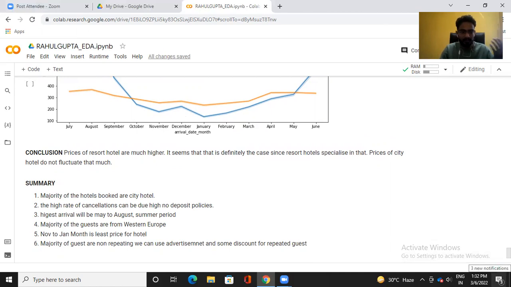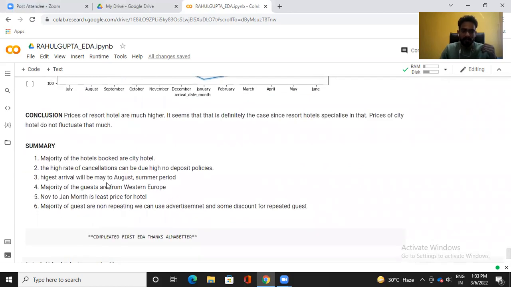By the summary, I would like to tell that the majority of the hotels booked are city hotels, and the high rate of cancellation is due to the non-deposit policy and the higher arrivals in the May to August summer period. The majority of the guests are from Western Europe. From November to January, it's the least price for the hotels. And the majority of guests are non-repeating. We can use advertisement and some discounts for repeated guests.